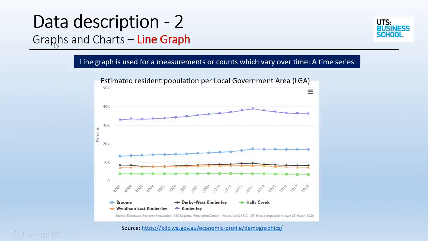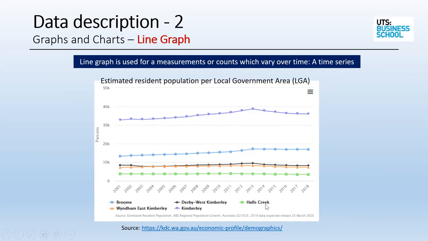Now we come to line graphs. We are going to look at different types of graphs and under what conditions we tend to use them. The first type of graph is a line graph, and a line graph is very useful when we want to track changes over time. This is an example of the population, how it's been changing over time in different areas.